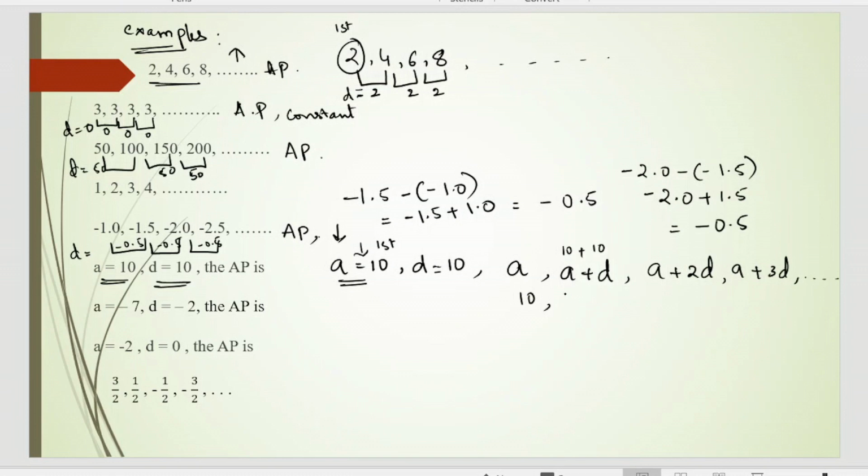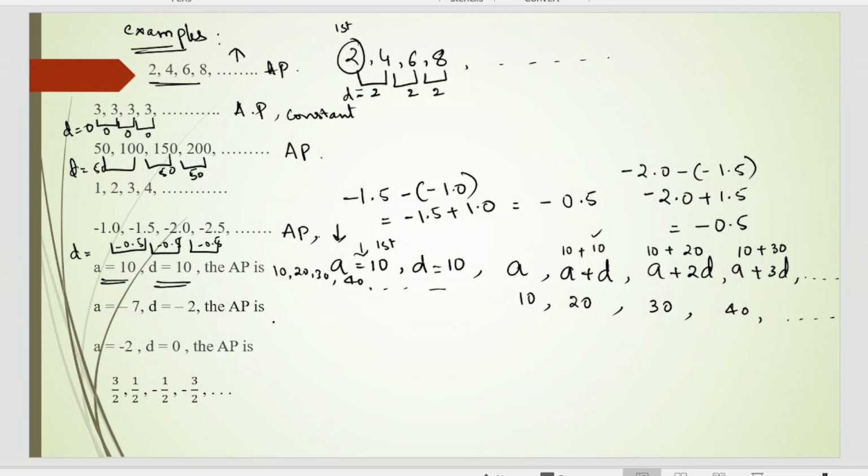Now what is the second term? When you add the common difference to the first term, you will get the second term, which is 20. Here, A is 10 plus 2 into 10 is 20. Then the third term is 30. In the same way, 10 plus 3 into 10 is 30. So the next is 40. Okay. So this is the AP: 10, 20, 30, 40, and so on.